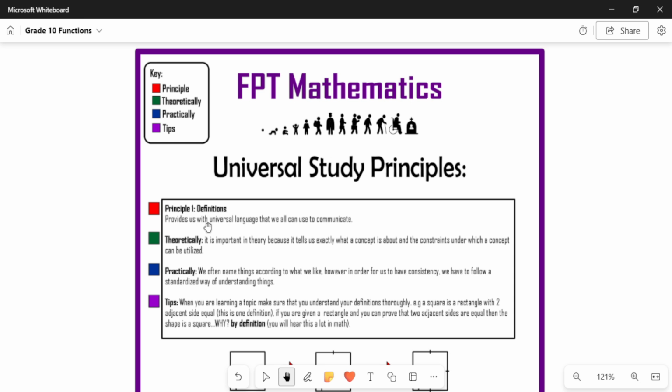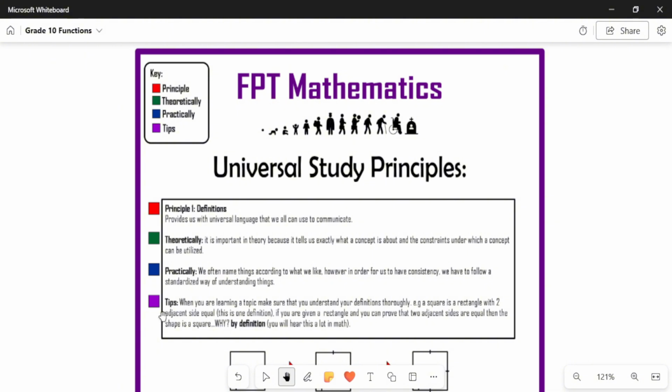So let's put this from a real world standpoint. We often name things according to what we like. However, in order for us to have consistency, we have to follow a standardized way of understanding things. And so when you're learning the line graph, and when you're learning the parabola, and when you're learning the hyperbola, do not question the rule. It was created and defined in a specific way that we universally accept, right? So that's the reason why you need to study these things and learn the definitions of them, right? And then we can start challenging the rules once we understand it, right?